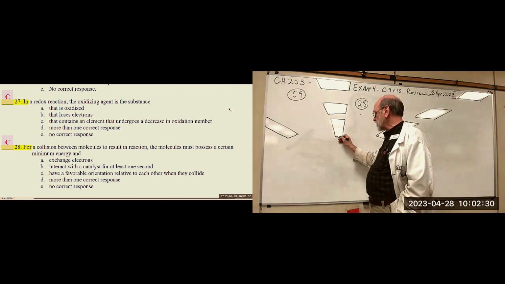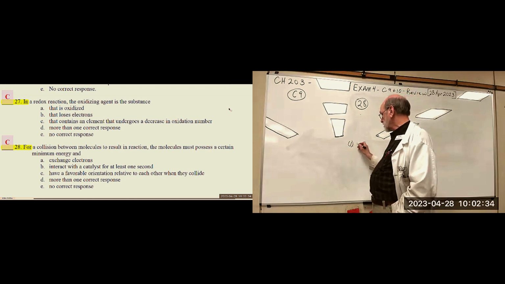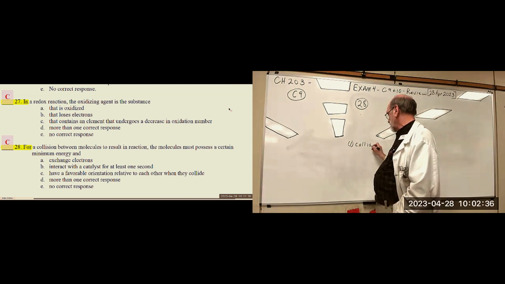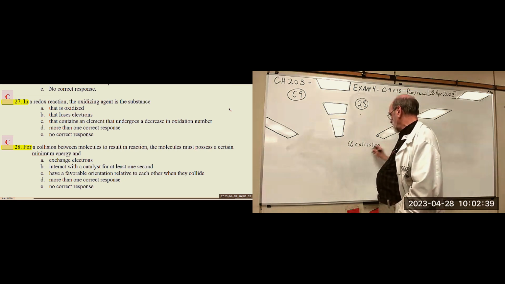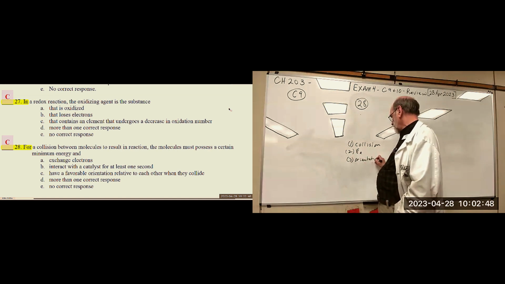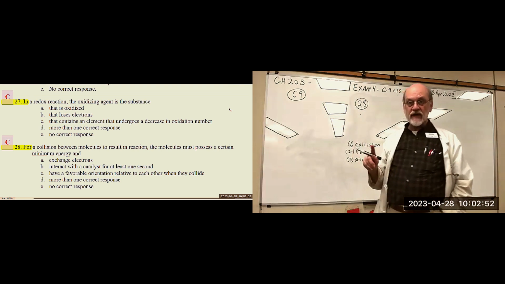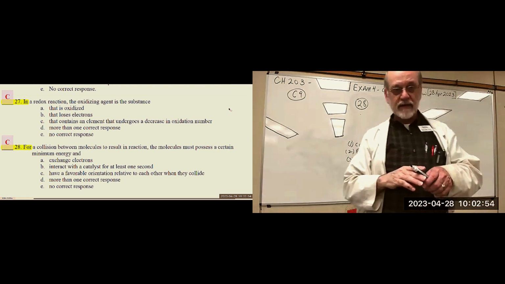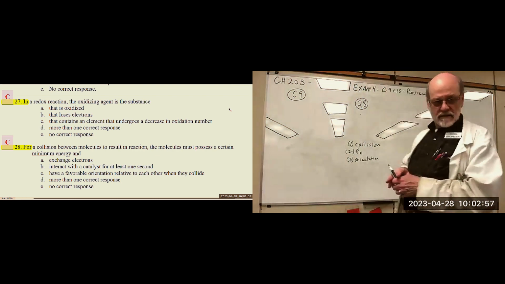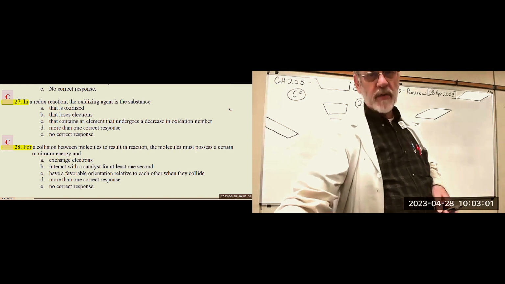When you get a collision, this is the collision model. When you get a collision, you must have a minimum amount of energy, and you must have the proper orientation. Those three conditions must be met for a reaction to occur. So C is the right answer for this one. There's only one correct answer.